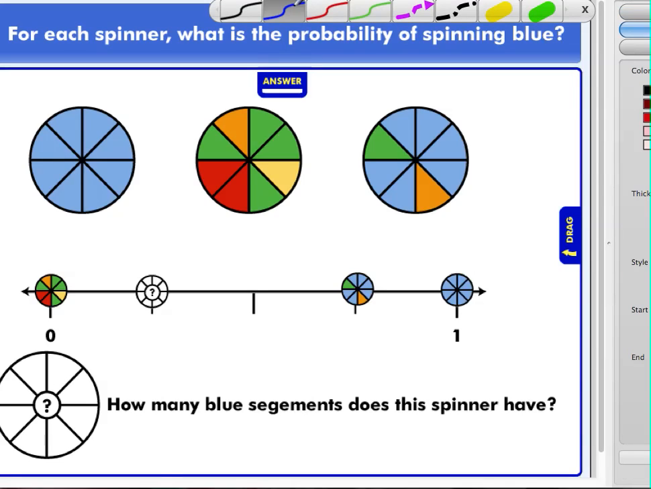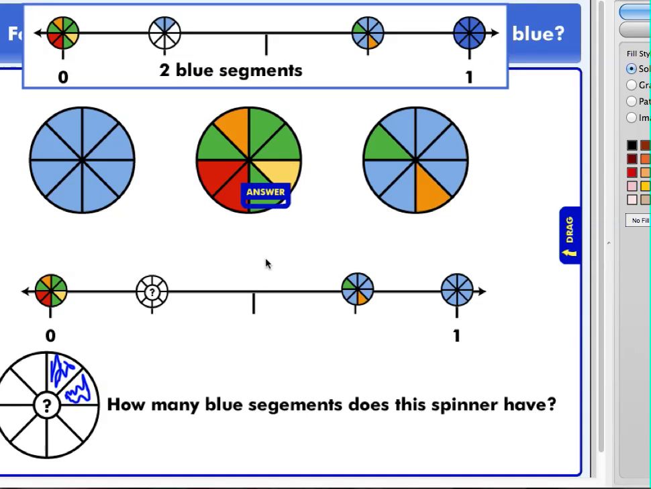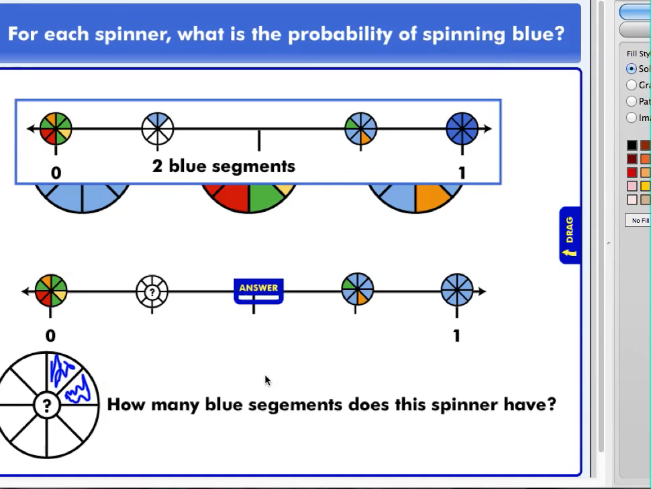Let's see. 2/8, right? 1/4 is the same as 2/8. We are showing that 1 in 4 of these are blue. And let's see if we got that right. Yep, 2 blue segments, and our others are correct as well.